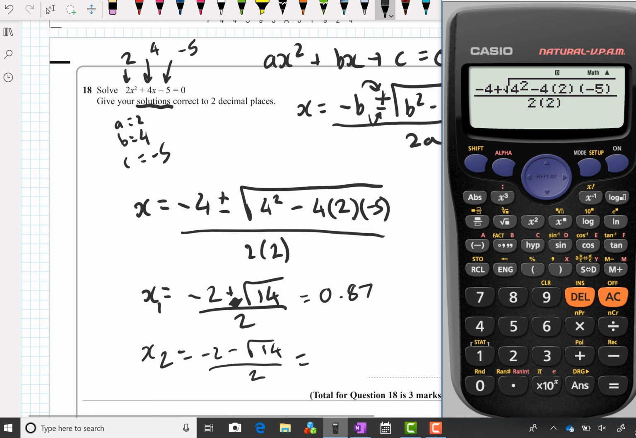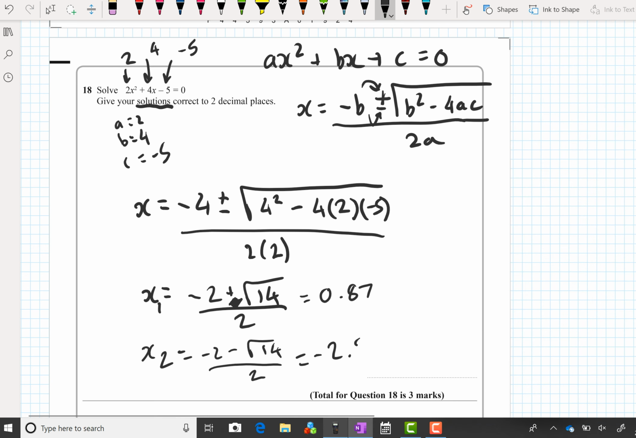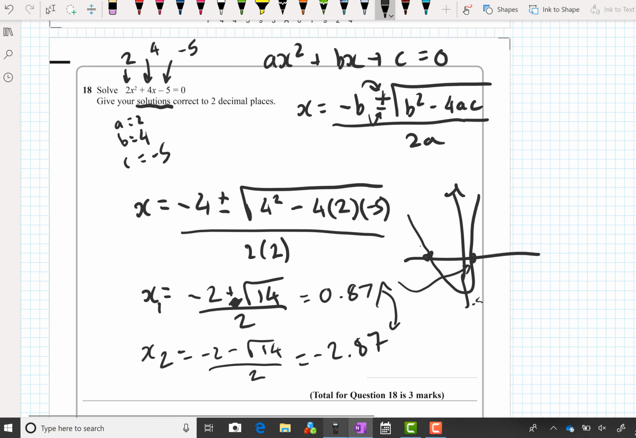What is our negative solution if we see the negative sitting there? Negative 2.87, and the 0, keep it like that. There's your answers. X is that and that. And I say and because this graph looks a little bit like crosses at 0.87 and negative 2.87 and that's a negative 5. Looks a little bit like that, where this point and this point are there and there. 3 marks.